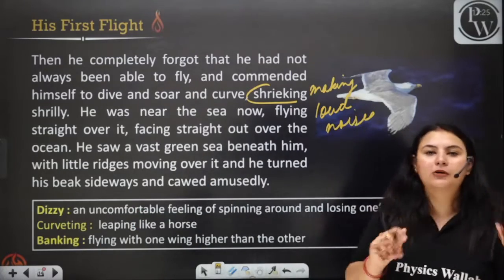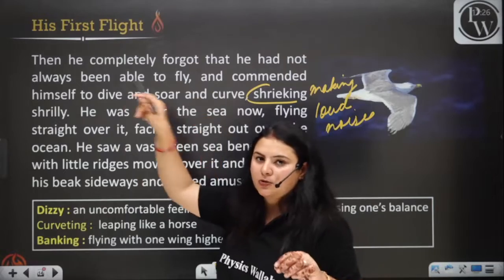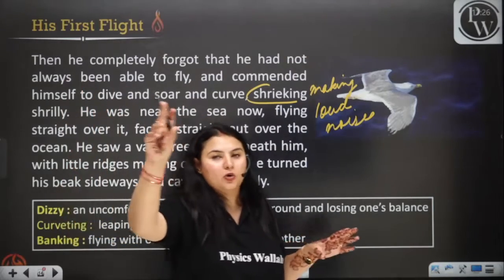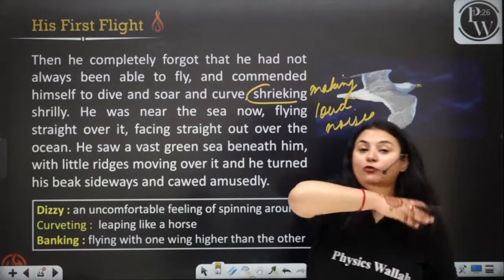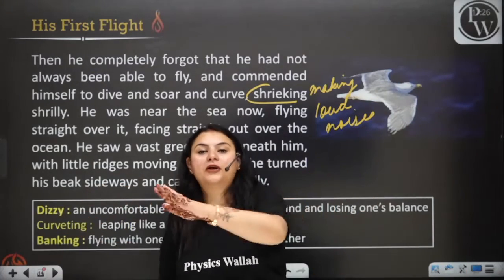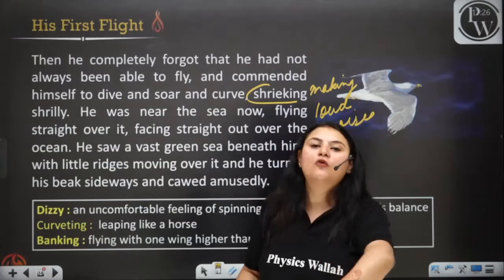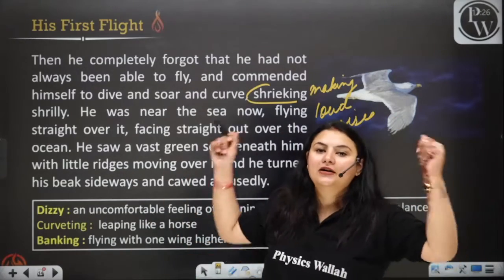The little ridges were moving over it, and he turned his beak sideways and cawed amusedly that the sea which he was only able to see from his ledge, he could just see it from one point, stretching as far as he could see, but he wasn't able to fly over it. Now he was flying over it, that is why he cawed amusedly.